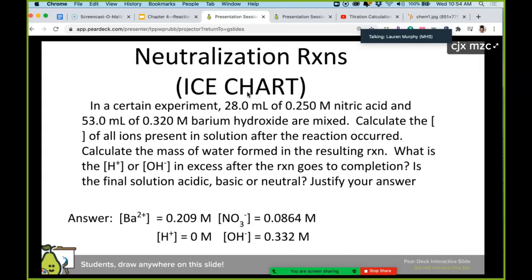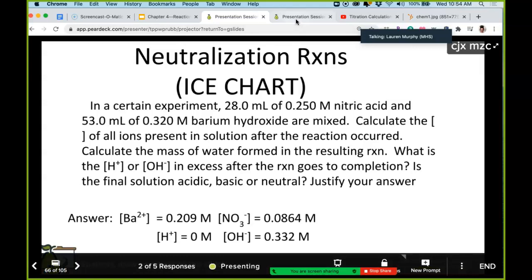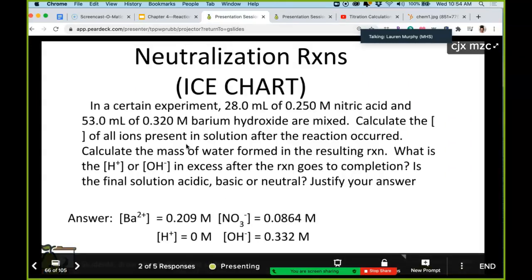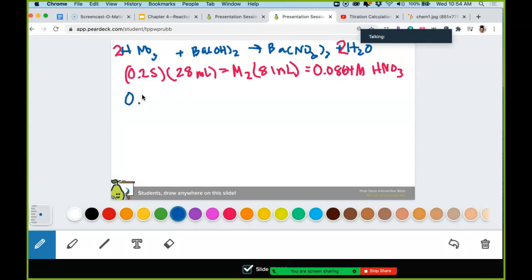28 times 0.25 divided by 81 is 0.0864 molar HNO3. Now you need to do this again, but for barium hydroxide. So the barium hydroxide was 0.32 molar, and you had 53 milliliters of it. New molarity, total volume 81 milliliters, equals 0.32 times 53 divided by 81, 0.209.